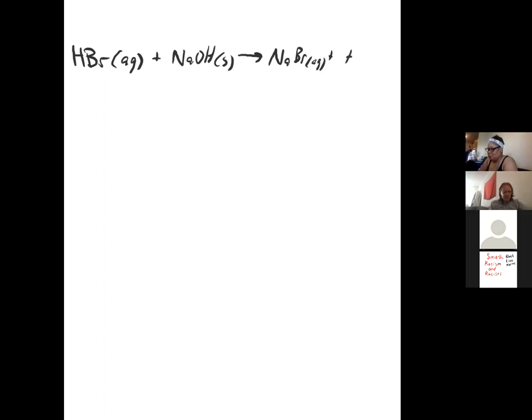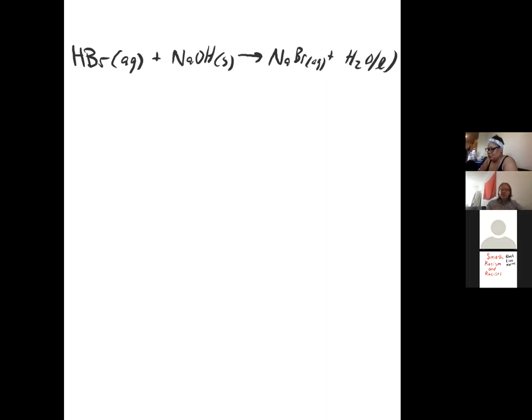Okay. Another theoretical type question is they tell you in this one, you've got aqueous hydrobromic acid. They give you the formula, HBr. They tell you it's aqueous. Remember, aqueous means dissolved in water. And that is going to react with solid sodium hydroxide. Okay, solid sodium hydroxide. That's going to produce aqueous sodium bromide. The nice thing about this one is they give you all the formulas. So you can write the formulas down, and liquid water. Okay, so you don't have to figure out the formulas.